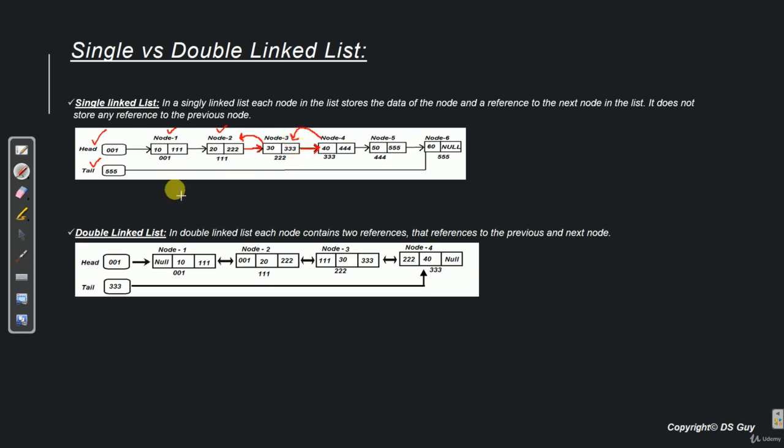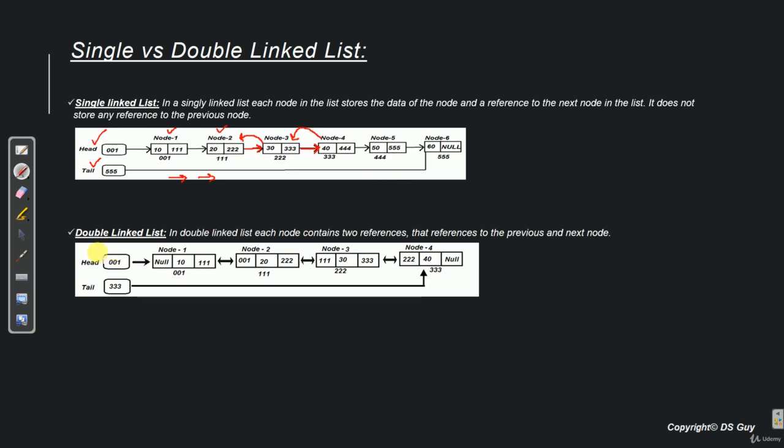Now why do we need that? We need it because in a single linked list the problem is we can only traverse towards right. We cannot go towards left. So if we want to traverse from node 6 to 5, 4, 3, 2, 1, we can't do that. So this is one limitation. So to overcome this limitation, we have double linked list.